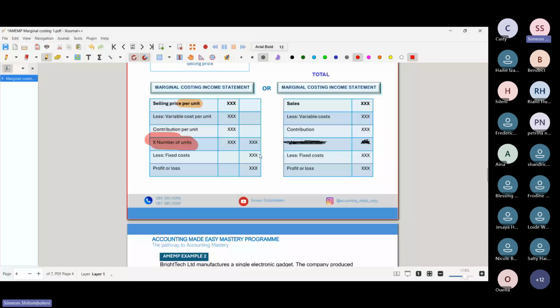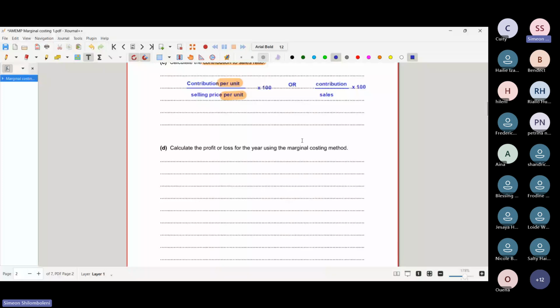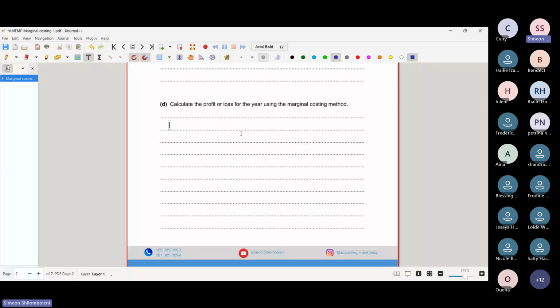Let's calculate this. Now, we'll actually go fast because I think by now you have the grasp of it. But if you don't understand, you just stop me, then I can re-explain what you don't understand. Our information is given per unit, so we will use the per unit format because our information is given per unit. You can also use the other format, even if it's not given like that.